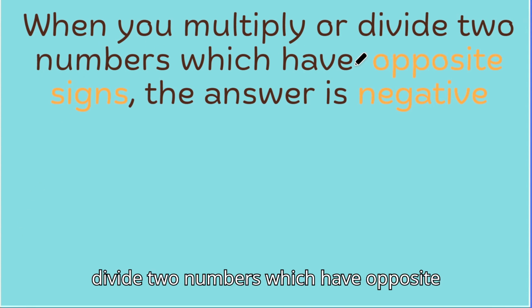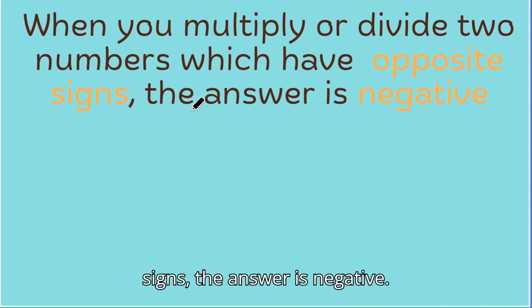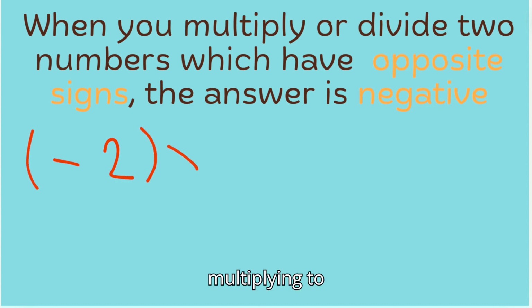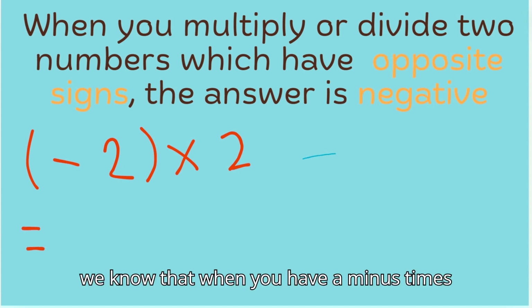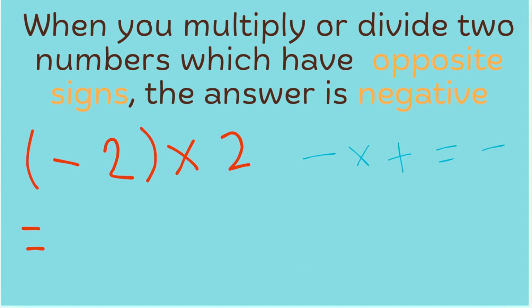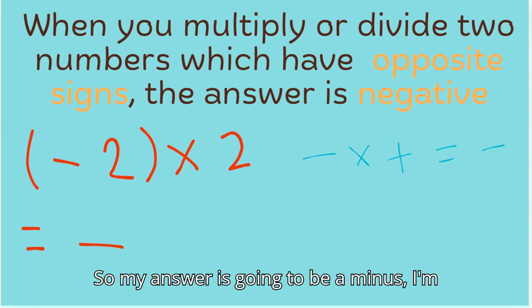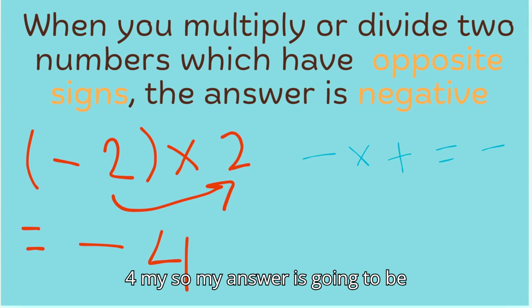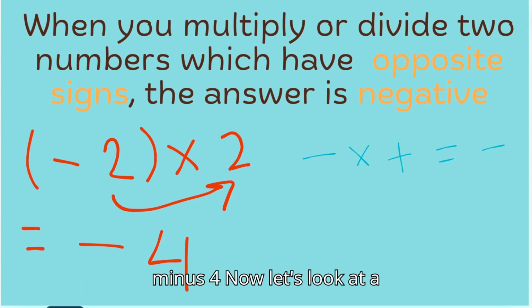Secondly, when you multiply or divide two numbers which have opposite signs, the answer is negative. So if I have minus 2 multiplying another 2, we know that when you have a minus times a plus, the answer has to be a minus. So my answer is going to be a minus. I'm going to times 2 by 2, which gives me 4. So my answer is going to be minus 4.